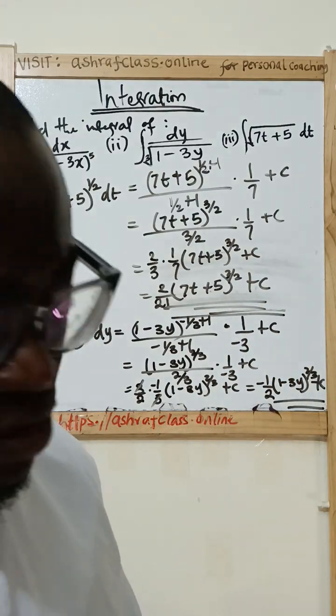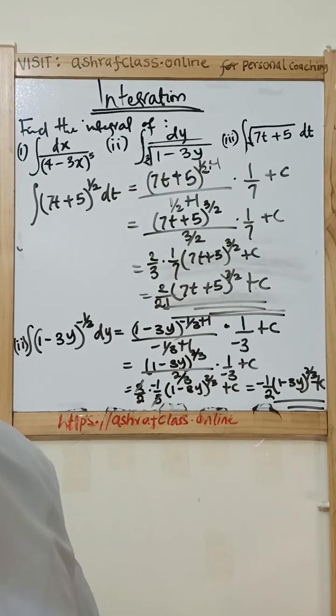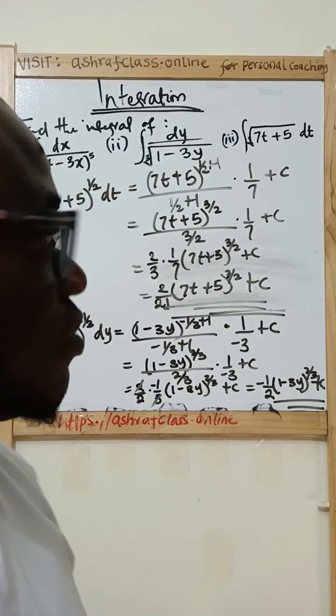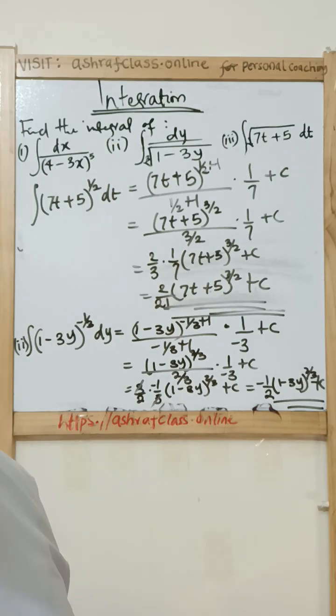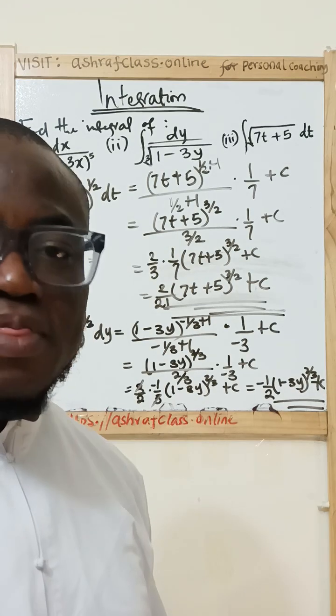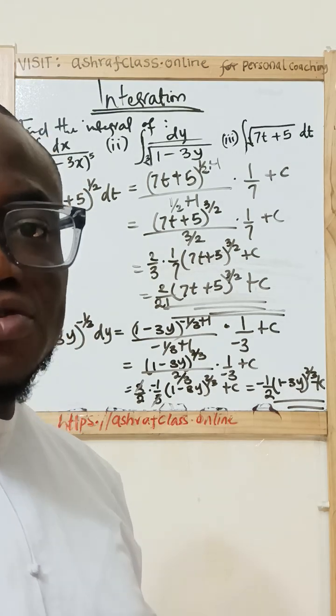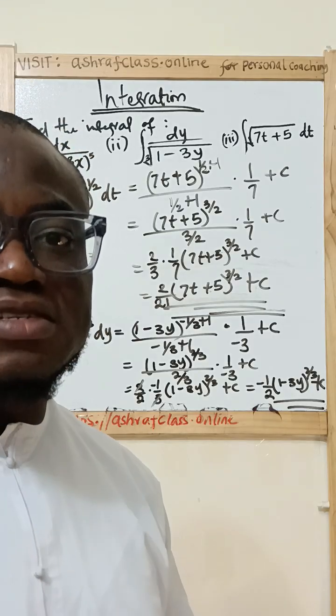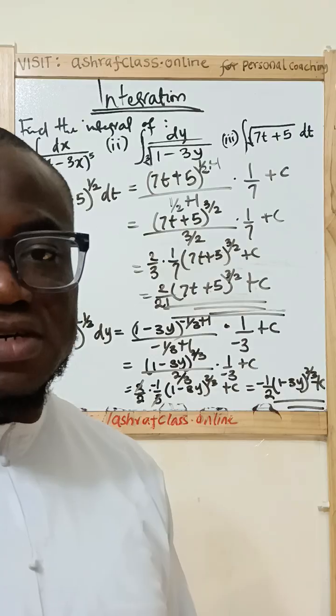So this is how we resolve this different type of integration. We are applying the same formula. You just need to add 1 to the power, divided by the new power. Then, since the bracket is a linear function, you invert the coefficient of x and multiply it, and that gives you the answer.